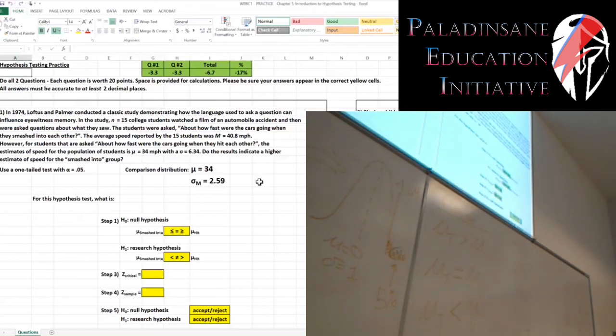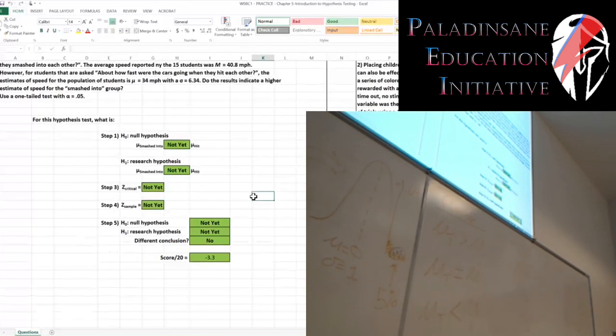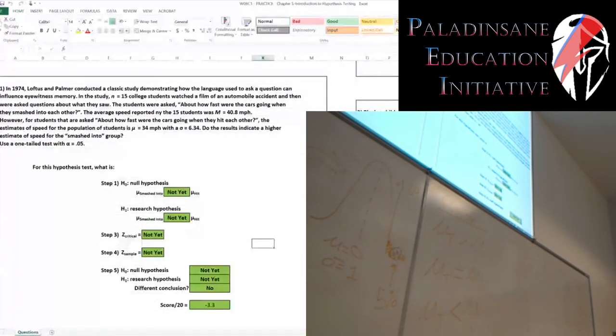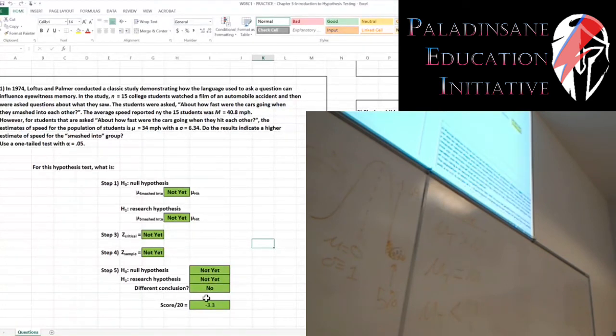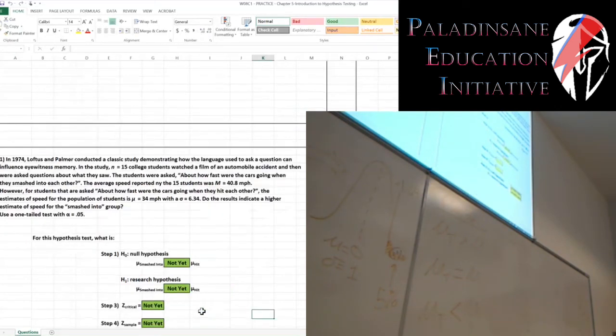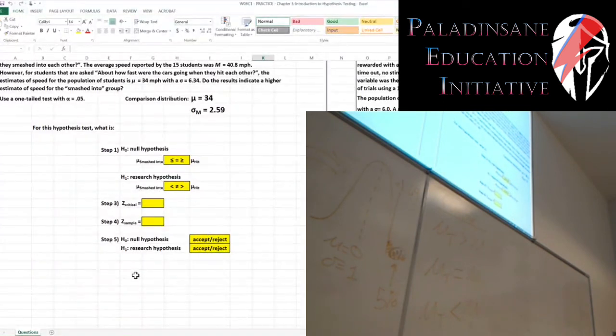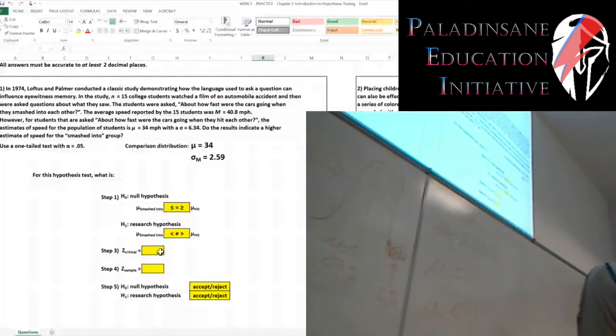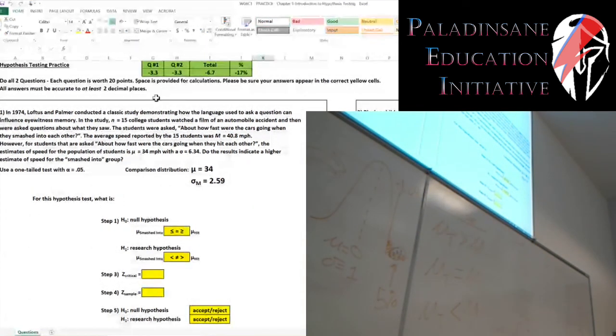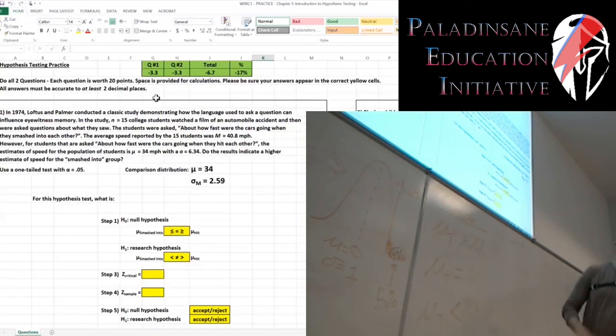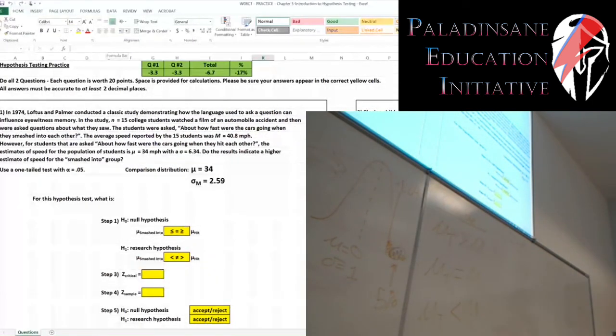And importantly, you'll notice that there are points here for different conclusions. To get full points on these questions, your conclusions have to be different. If you accept both the null and the research hypothesis, sure, one of them is right, but that does not indicate that you know how to do a research and a null hypothesis conclusion, so they have to be different for full points. All right, so practice time is officially on. As I said, call me over if you need any assistance, and let's see if we can do these in a more independent situation.